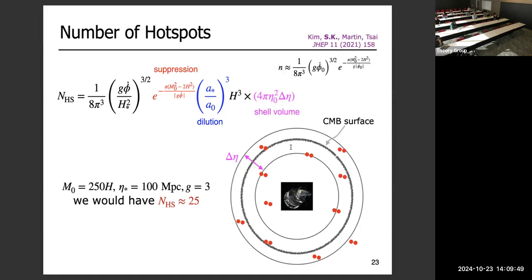So what you can do, you remember that we had computed the number density. You need to dilute that number density from the time of production till today. And then you have to multiply by some volume. If you take some example numbers, for example, some coupling of 3, some eta star, and some minimum mass M0, which is 250 times Hubble, let's say, within the shell you would expect to see order 25 of them. So that's one benchmark number.